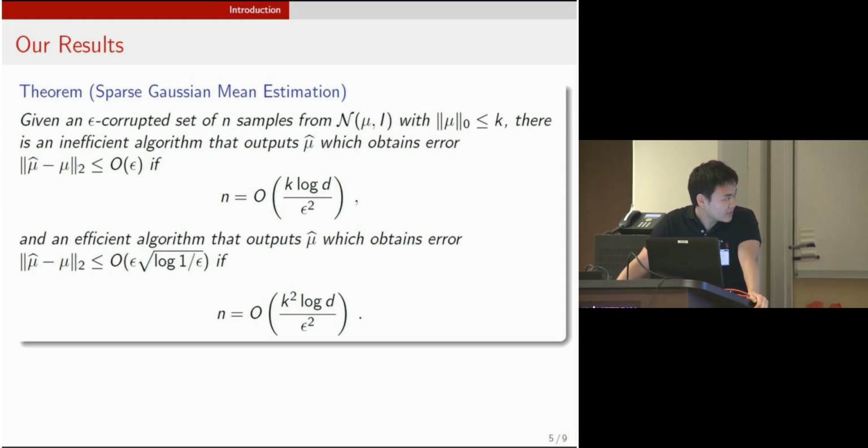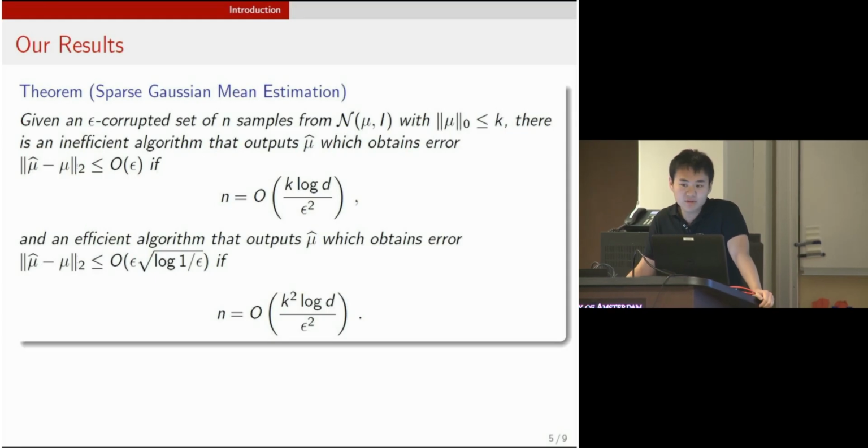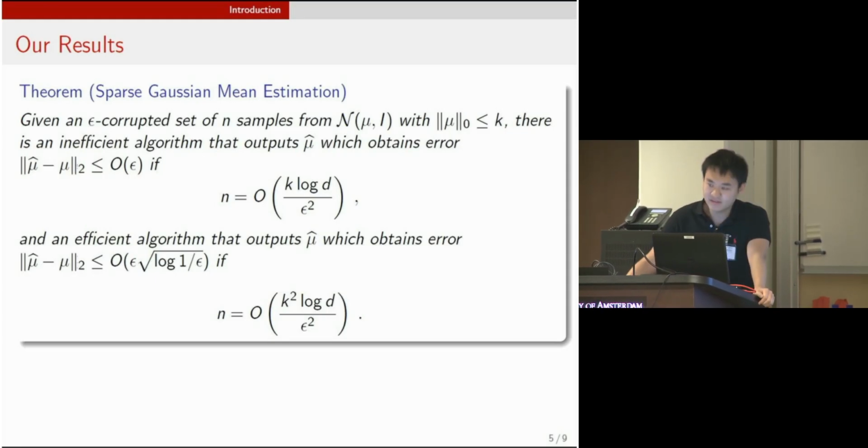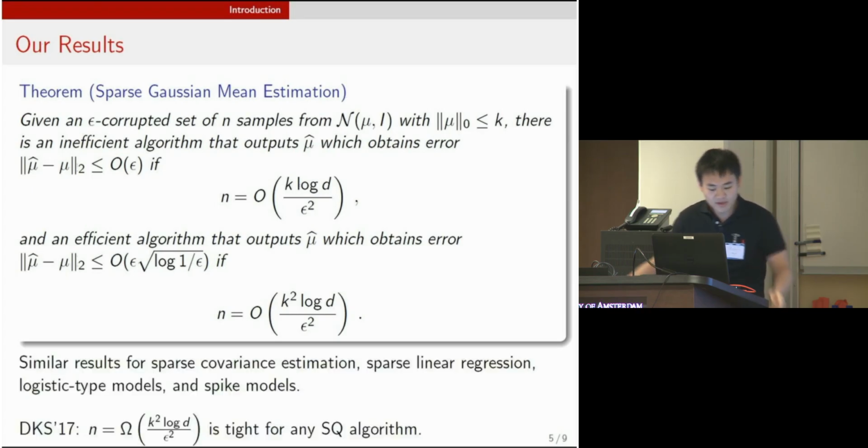Also, we have an efficient algorithm that has error on the order of epsilon times square root of log 1 over epsilon, if the number of samples is on the order of k squared log d over epsilon squared. I'll explain why there's a k squared later. We have similar results for sparse covariance estimation, linear regression, logistic models, and Ising models. Also note that this k squared log d over epsilon squared is tight for any statistical query algorithm.